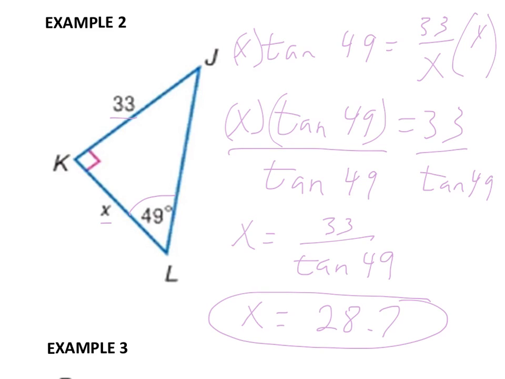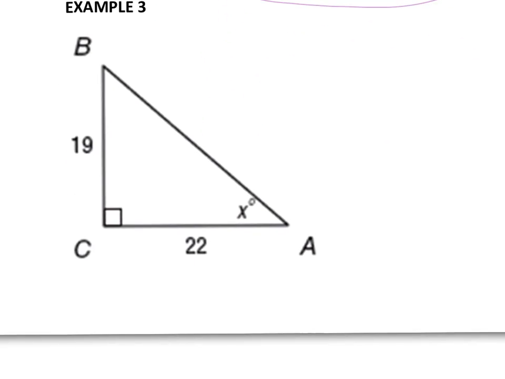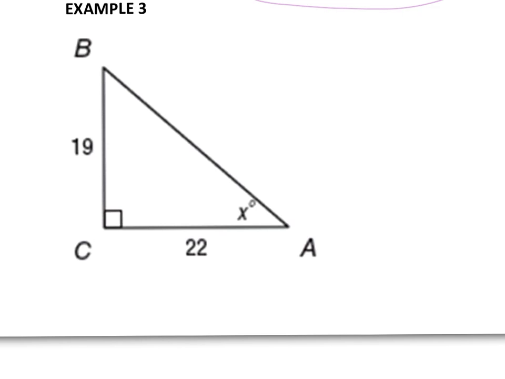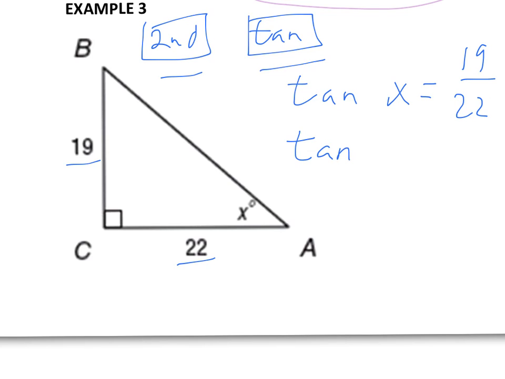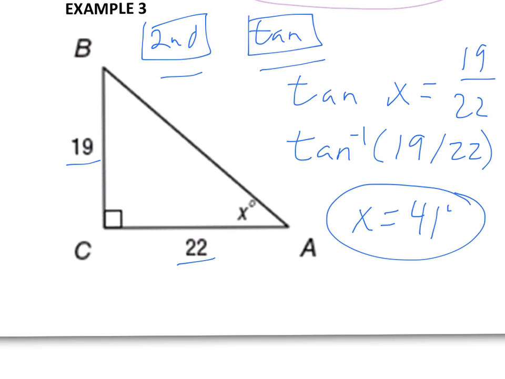Alright, and then one more example. Look at this one. We're missing the angle measure. This one should trigger off that second tangent option. As an equation, it looks like this. Tangent x equals opposite 19 over adjacent 22. We hit second tangent, so we get the inverse option, and we put 19 divided by 22 inside of there. When you hit enter, it will give you the angle measure. We'll round to the nearest angle. X equals 41 degrees. Okay?